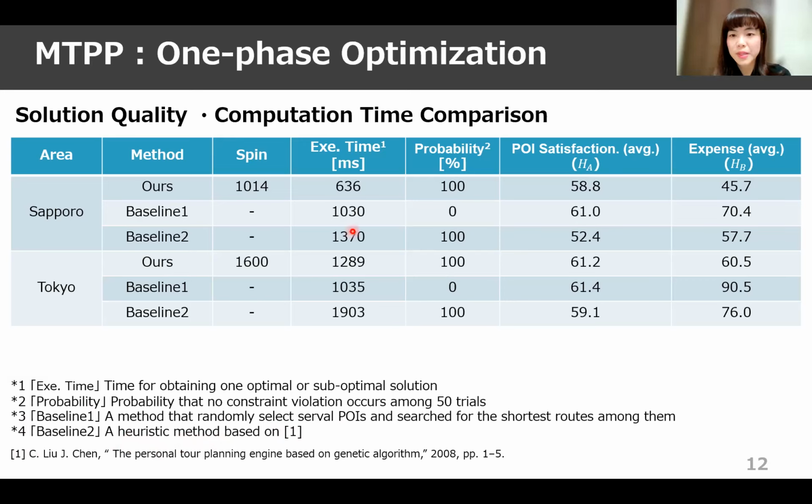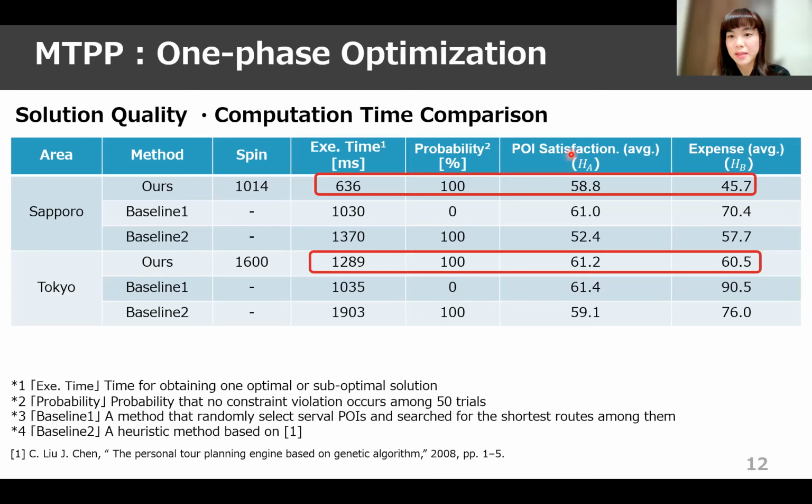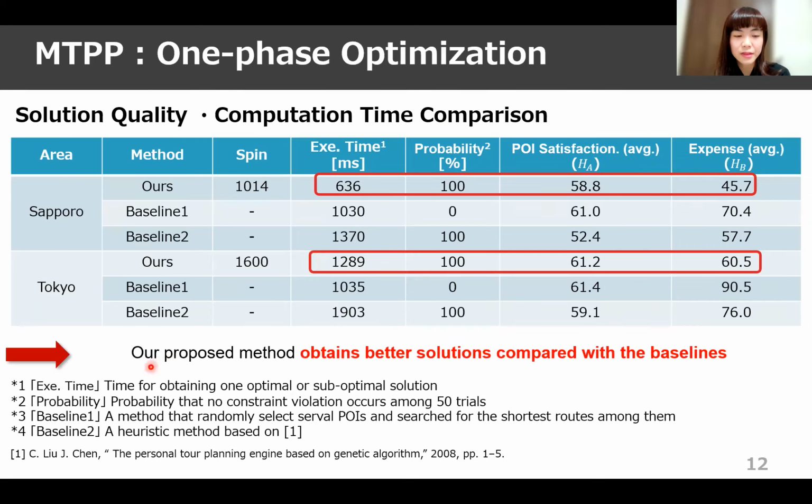So first, look at the POI satisfaction and the travel cost. It is obvious that our method can obtain higher satisfaction and less travel expense, in both Tokyo and Sapporo. And here, for the probability, in both Sapporo and Tokyo, our method achieved a 100% value, which means no constraint violation occurred in our method. So we can conclude that our proposed method obtains better solutions compared with the 2 baselines.